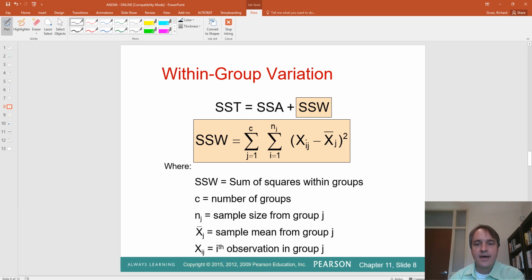So in this case now, we need to go inside of each group and find out how far each of the individual observations is from the group mean. So the distance from the particular row to that group's mean, and then we square that, and then we add this all up for all of the different groups. So this is adding up the rows, and then this is adding up those totals for all the groups.